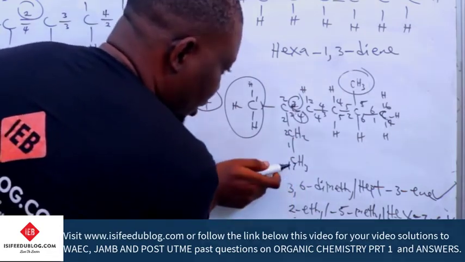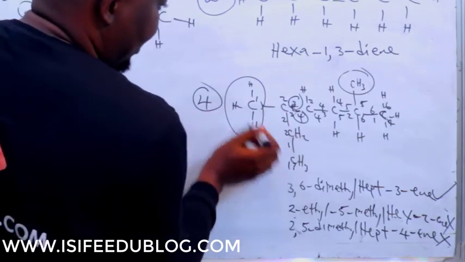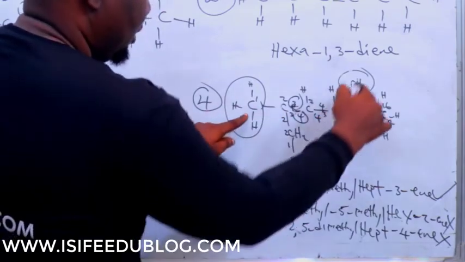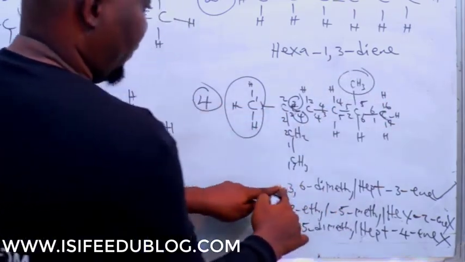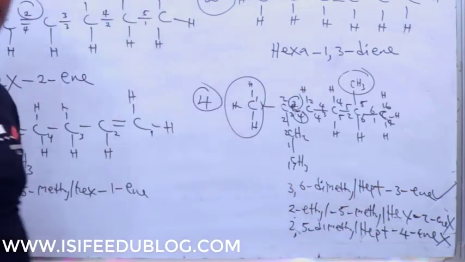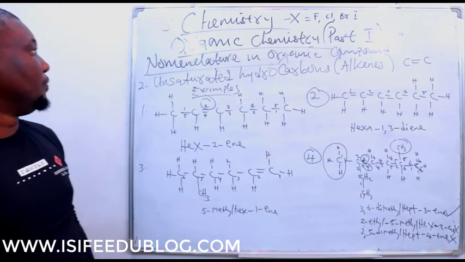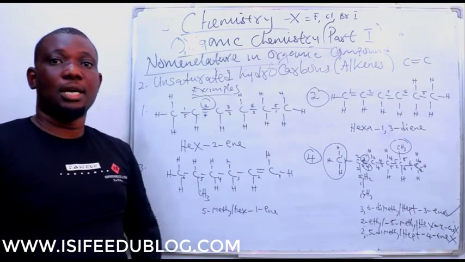So the naming should start from here. And if you start from here, this methyl is at position 3, this methyl is at position 6. So the correct naming is 3,6-dimethyl hept 3 ene. Is very correct. Okay, these are the examples of naming unsaturated hydrocarbons.